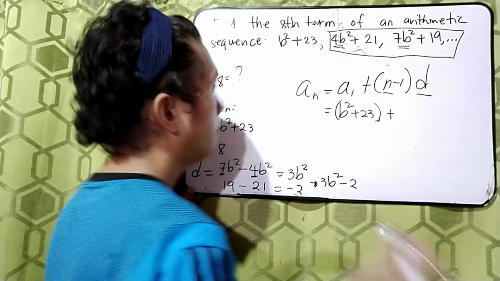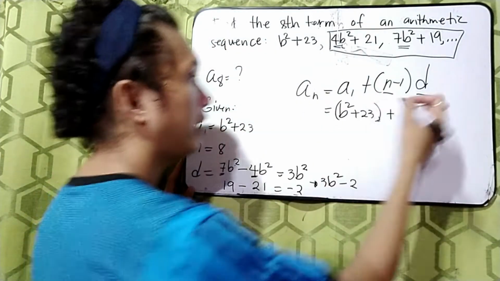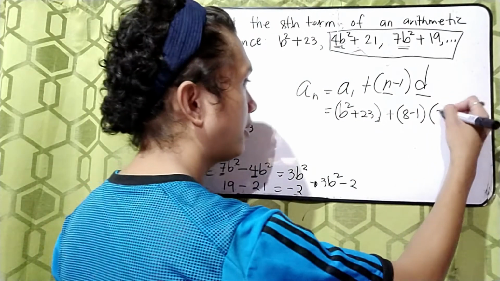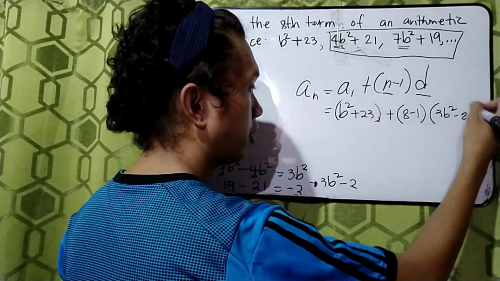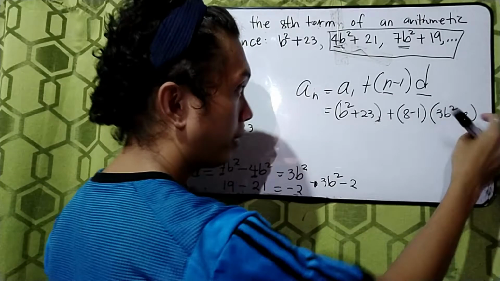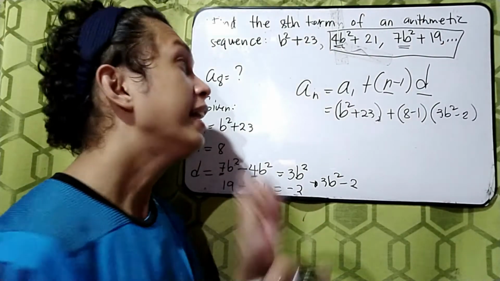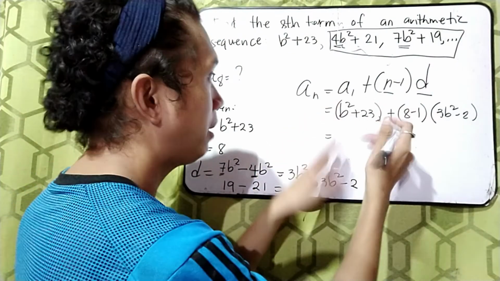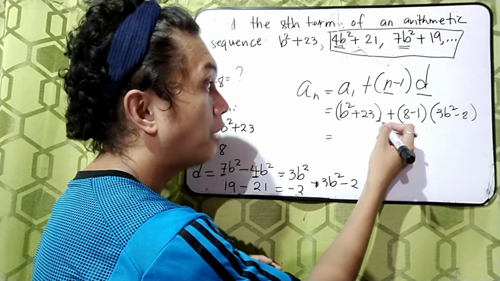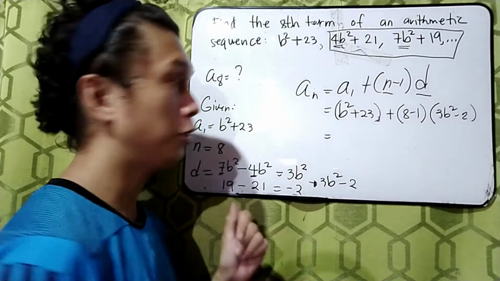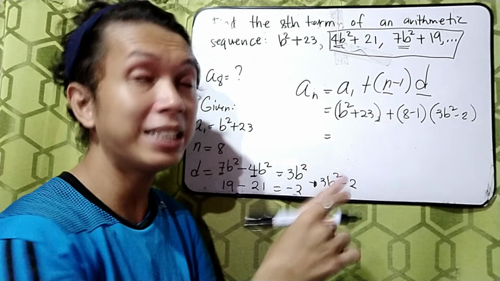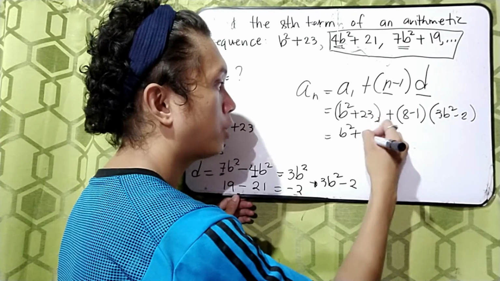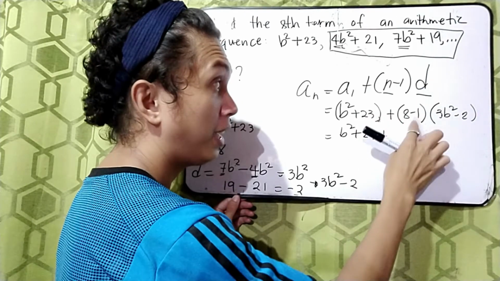plus our n is 8 minus 1 times our common difference, which is 3b squared minus 2. Still, we are going to put parentheses because they are considered as one entity, okay? So now, we can remove the parentheses because there is no number outside the parentheses that you can see, no? But if it has a number, we cannot easily remove the parentheses. Take note of that. B squared plus 23 plus, we can execute this.